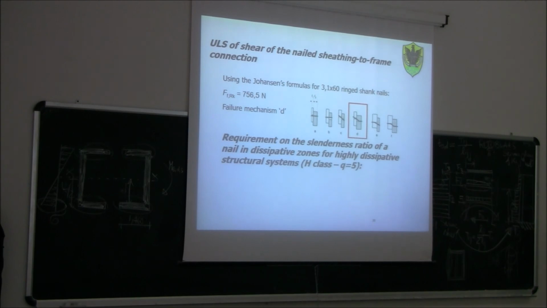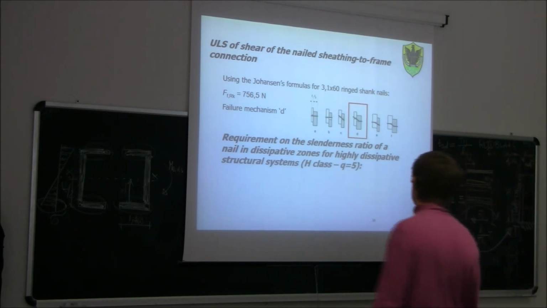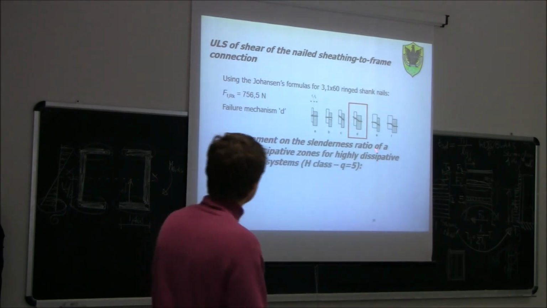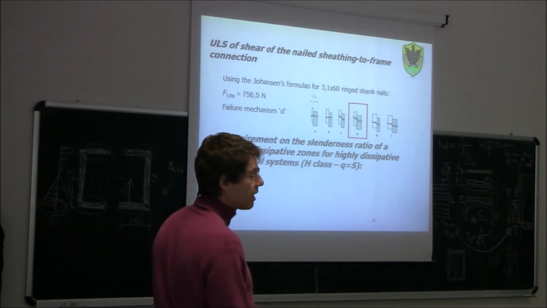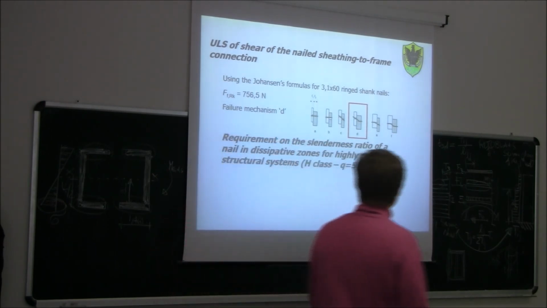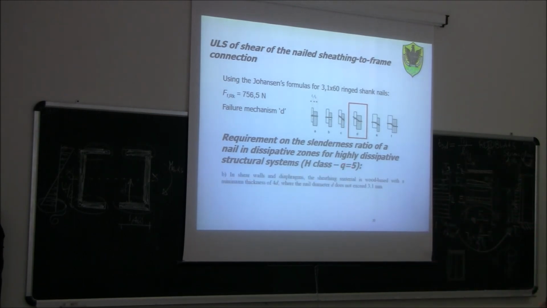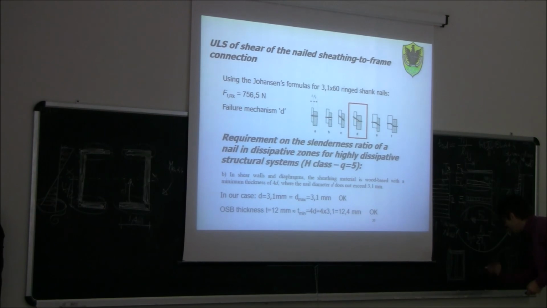Now, if you remember, there is a specific requirement from the Italian regulation to make sure that this nail can be considered a very dissipative connection, in order to be able to use the q factor of 5. This requirement is about the slenderness of the nail itself. So we need to have a sheathing with a thickness t which is at least 4 times the diameter of the nail. In our case, the diameter of the nail is 3.1. 3.1 times 4 is 12.4. The actual thickness of the OSB which is produced is not 12.4 but it's 12 millimeters. So strictly speaking, this wouldn't be okay.